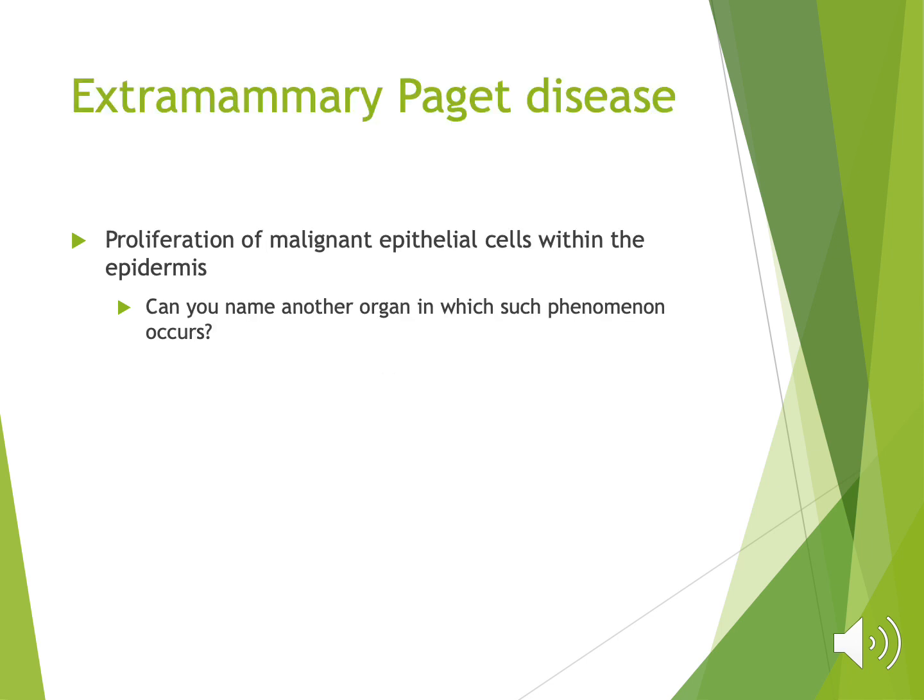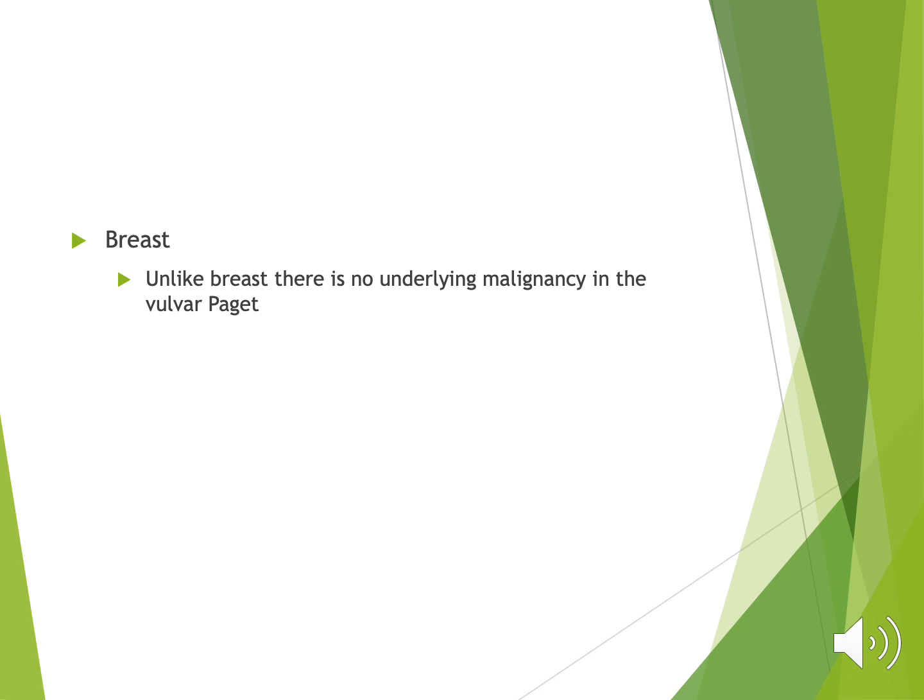Extramammary Paget disease is a proliferation of malignant epithelial cells within the epidermis. Remember, we mentioned Paget disease of the breast, and we said it is associated with an underlying malignancy in almost all the cases. Half of these are ductal carcinoma in situ, the other half is infiltrative invasive ductal carcinoma. Unlike the breast, the vulvar Paget disease, or the extramammary Paget disease, does not have an underlying malignancy.